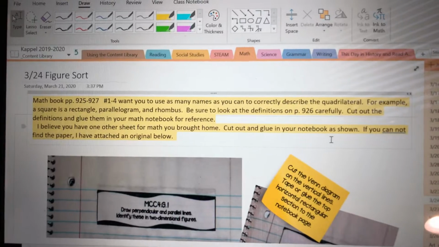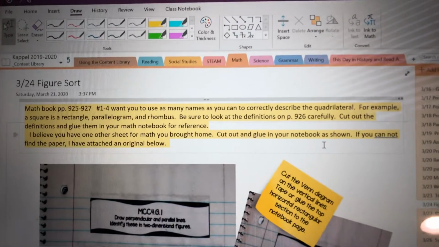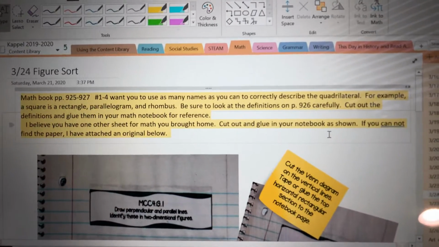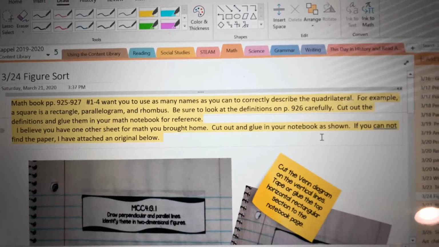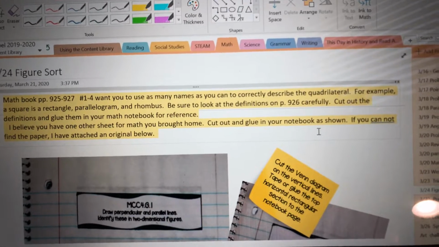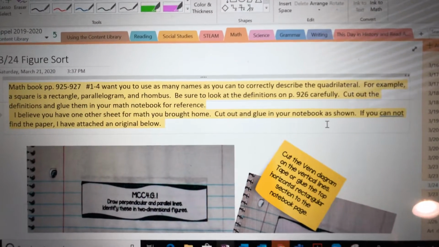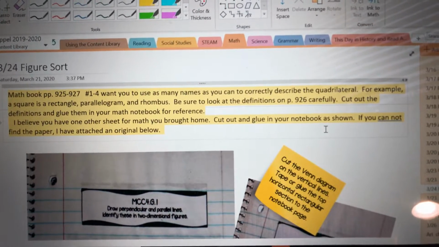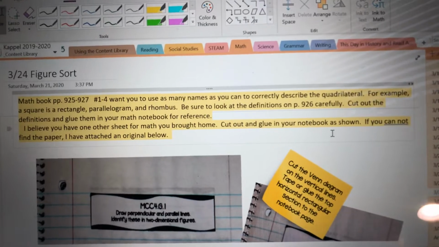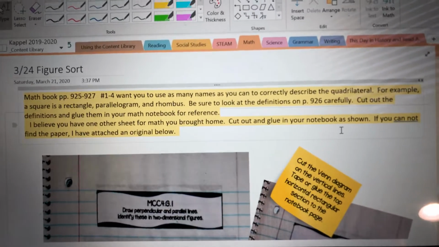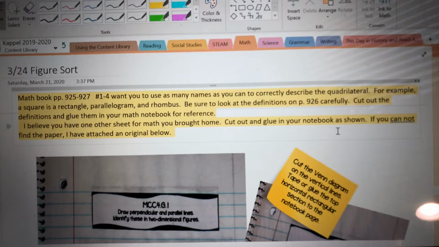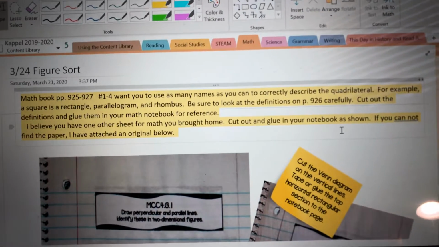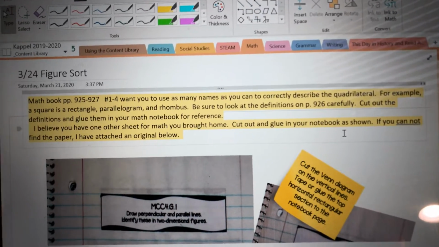For example, a square is a quadrilateral because it has four sides. It's also a rectangle because it has two sets of parallel sides and four right angles. A square is a parallelogram because it has two sets of parallel sides. And it's also a rhombus because it has two sets of parallel sides and all four sides are equal. What makes a square special is that it also has the right angles.